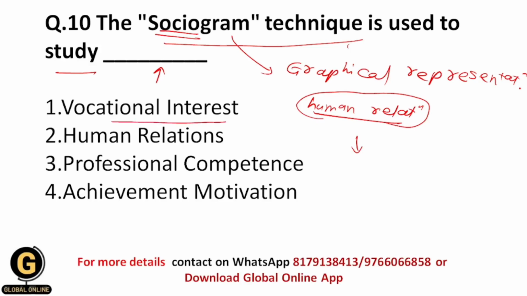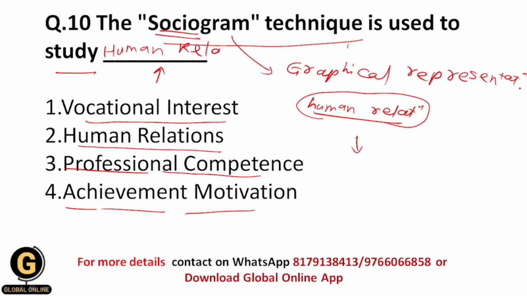Okay, so let us see the options. First is vocational interest, second is human relations, third is professional competence, and fourth is achievement motivation. Now you tell me what should be the correct answer. Obviously the correct answer is human relations. So this is a very easy question. The correct answer is 2.